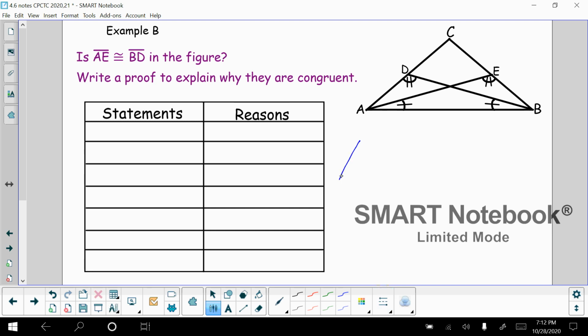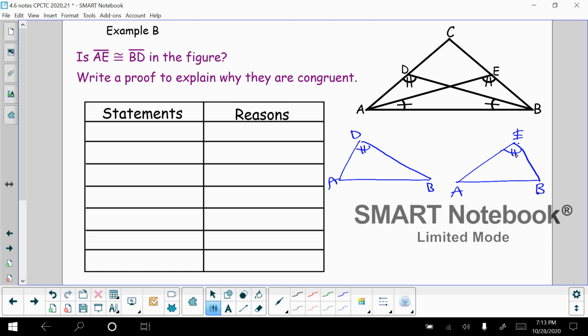Okay, so I'm going to draw this triangle over here, and then the other one over here on this side, just so I can see them separately. So this is A, D, and B. This one is A, E, and B. Okay, let's mark what they already have in the picture.